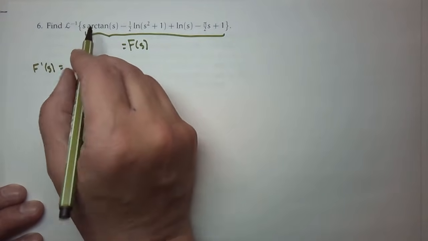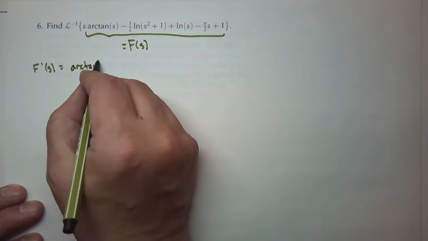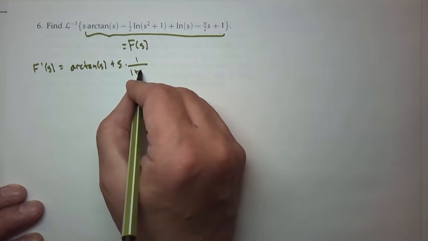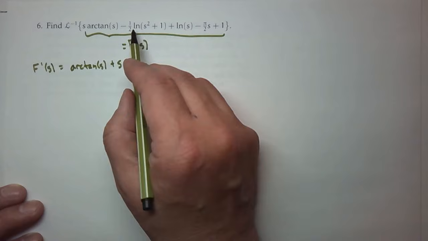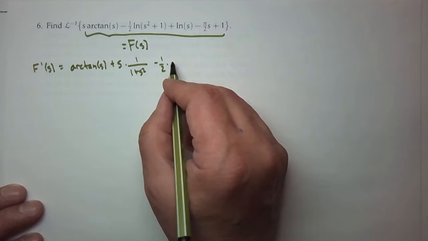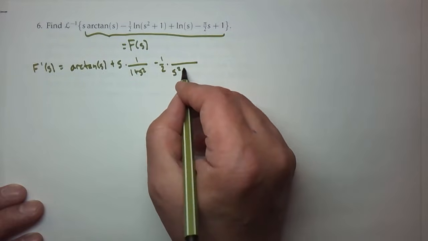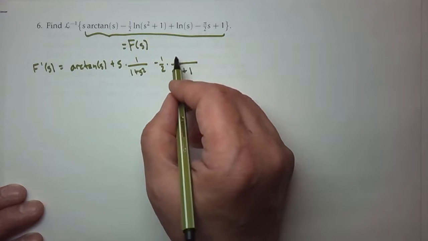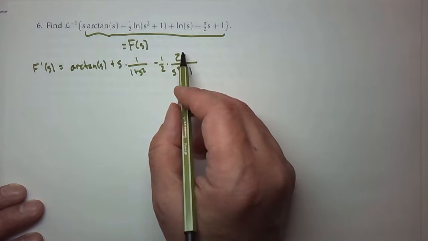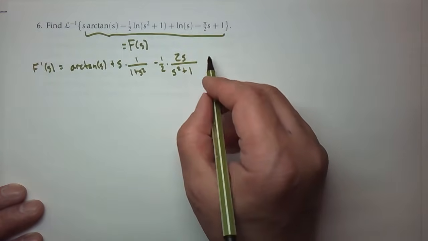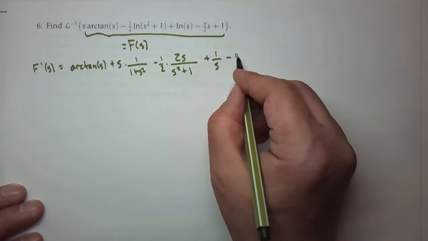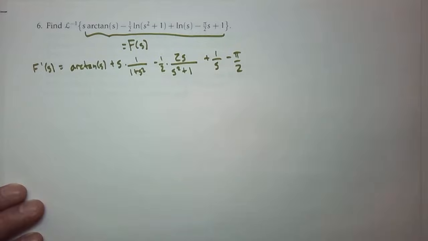Derivative of the first is 1 times the second, that's arctangent of s, plus the first times the derivative of the second, 1 over 1 plus s squared. Okay, now the second one, minus a half. Here, to take this derivative, chain rule. Derivative of log says put the inside stuff downstairs, take the derivative of the inside stuff, put that upstairs. So minus a half times 2s over s squared plus 1. Derivative of natural log is 1 over s. Derivative of pi halves s is minus pi halves, and the derivative of plus 1 is 0.